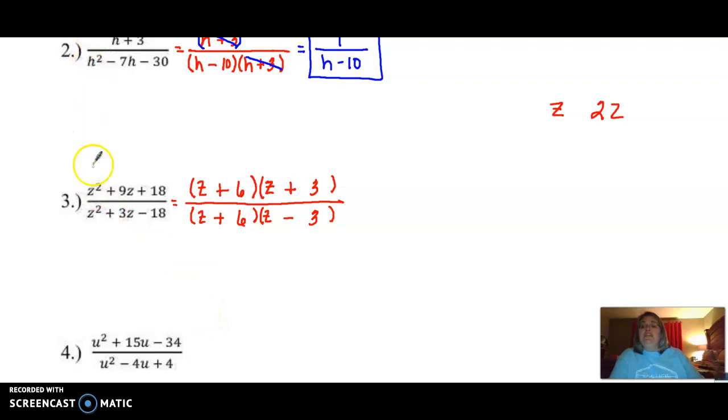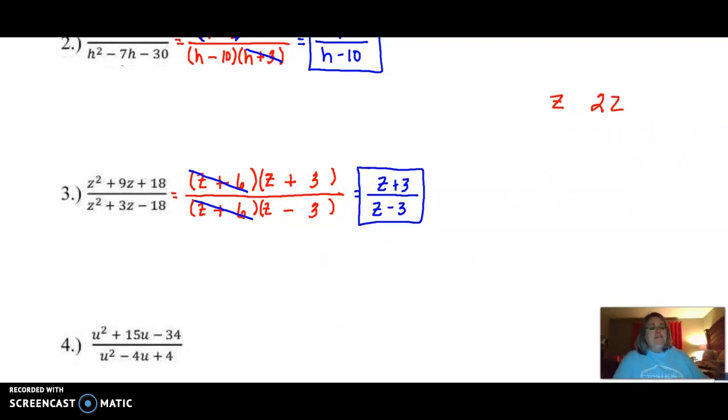Okay, so once everything's factored, we're now looking for common factors. Remember, in our parentheses, that's a whole quantity. So if that whole group is available to be reduced, we're going to reduce it. Notice my z plus 6 will reduce with my z plus 6, leaving me with z plus 3 over z minus 3. Can I reduce these z's? I cannot, because remember, that's a quantity. Same thing with my 3's. I can't reduce those either because both of these are quantities. And so that would be my final answer.